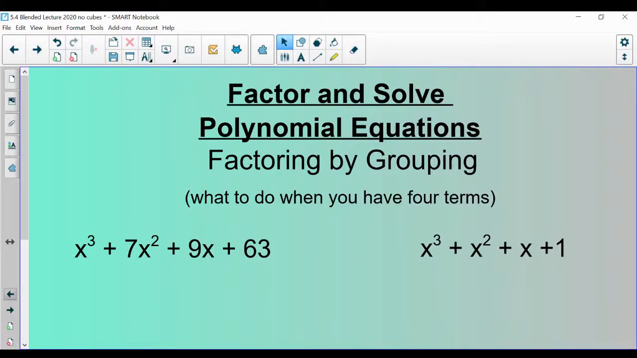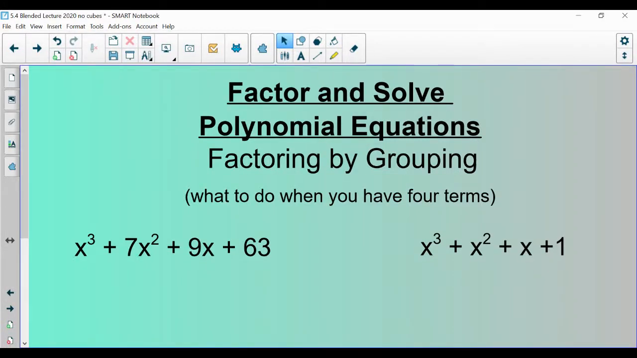Hello class, there's one other type of factoring that I want to talk about from section 5.4, and this is called factoring by grouping. Factoring by grouping is the specific type of factoring that you are going to do when the polynomial has 4 terms. So in this example, 1, 2, 3, 4, once again 1, 2, 3, 4. If you see 4 terms, I need your head to go directly to something called factoring by grouping.